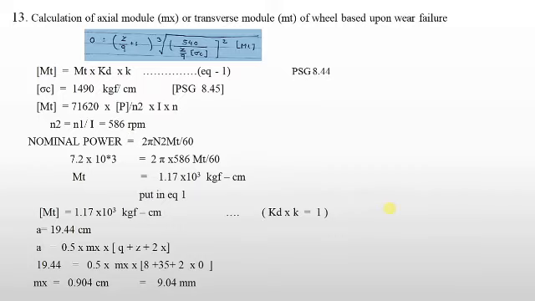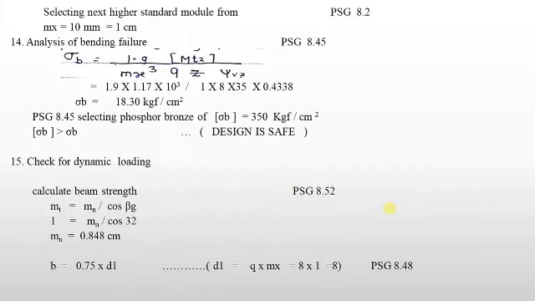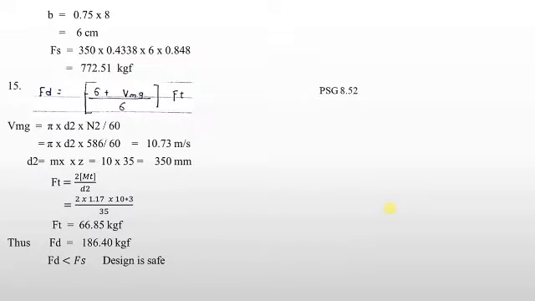Selecting Q, where Q is diameter coefficient, mx is axial module. Now B is 6. Now the beam strength is 772.51 kgf.